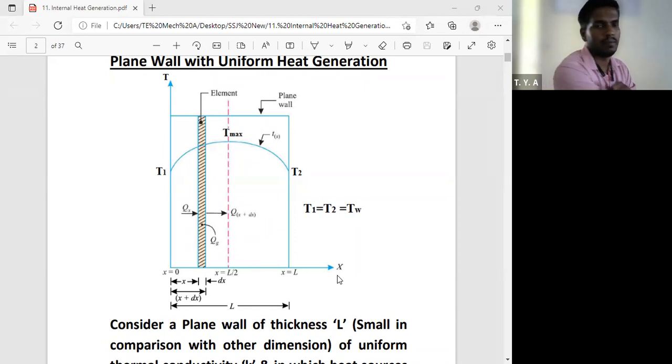Draw this diagram. Draw the diagram, plane wall. Okay, so along the x-axis the length will change. There are different locations: x is equal to 0, then x is equal to L by 2, then x is equal to capital L. And we have considered one small element having thickness dx, and the distance from the y-axis to that particular element is x.